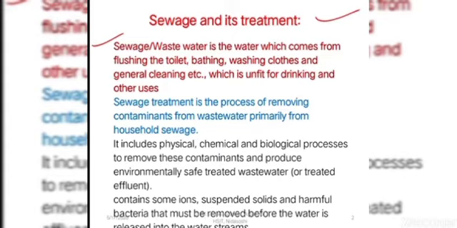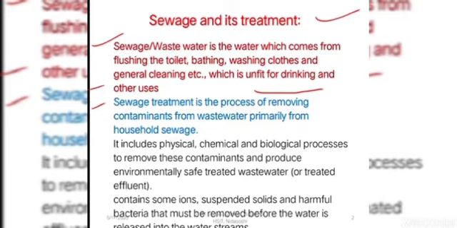If you know the meaning of wastewater, that is the water which comes from toilet flushing, bathing, washing the clothes and other general cleaning etc., which is unfit for drinking and other uses, simply called wastewater. Because of containing a variety of impurities, that water cannot be used for any other applications. Before using such water for other applications, treatment is required. That treatment is the sewage treatment. Then what do you mean by sewage treatment? Sewage treatment is the process of removing the contaminants or impurities from wastewater, primarily from household, industries, etc.